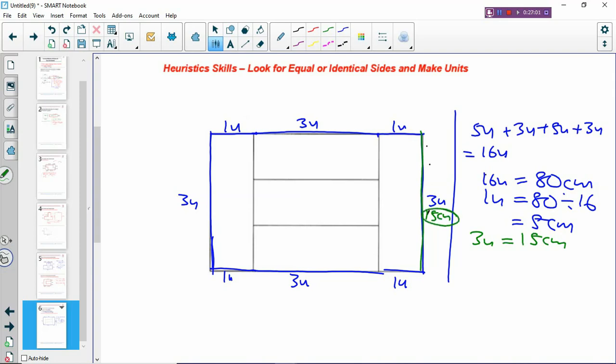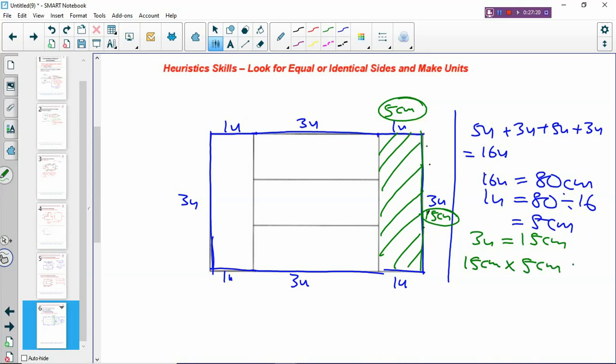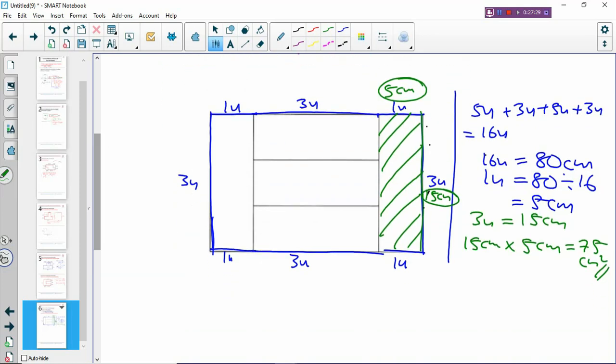So this is the length. So what's the breadth of the small rectangle, which is 1 unit? That is 5 cm. So what's the area of a small rectangle? Then you have to times, because area means times. So 15 cm length times breadth, and you will get 75 cm square, which is the area of one small rectangle. Alright, what's the perimeter of a small rectangle?